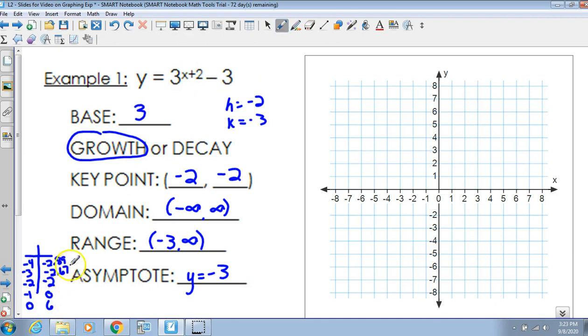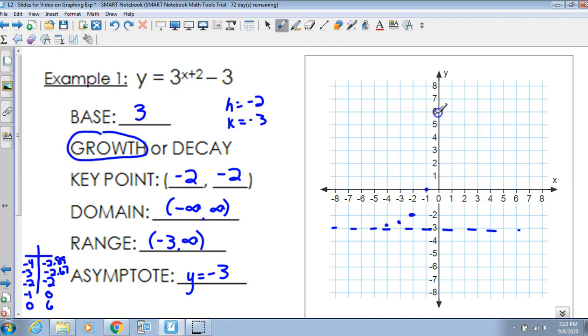So this gives us good points to go ahead and plot. Now we had already said that our asymptote was going to be at y equals negative 3. And our key point, negative 2, right here. And then those other points that we plugged in just to make sure: negative 4, negative 2.89. That's pretty close down here to the negative 3. Negative 3, negative 2 2/3. Negative 2, negative 2. Negative 1, 0.